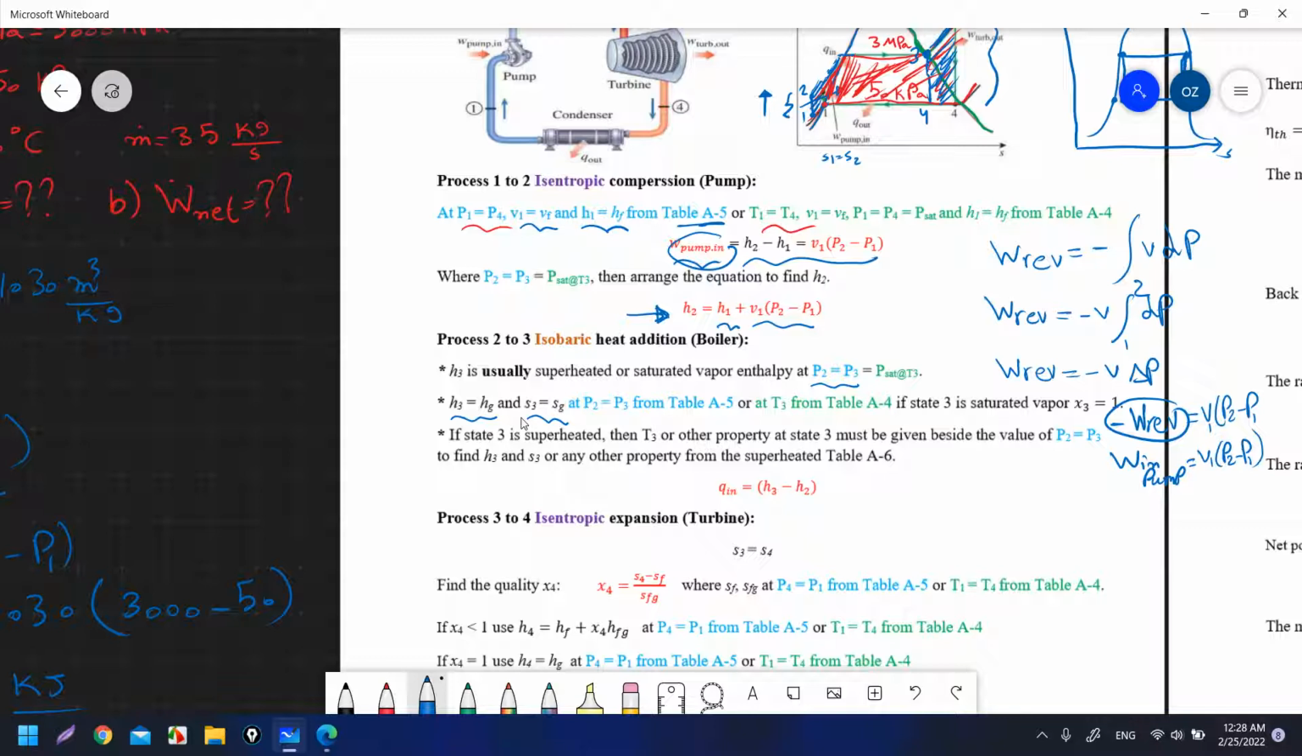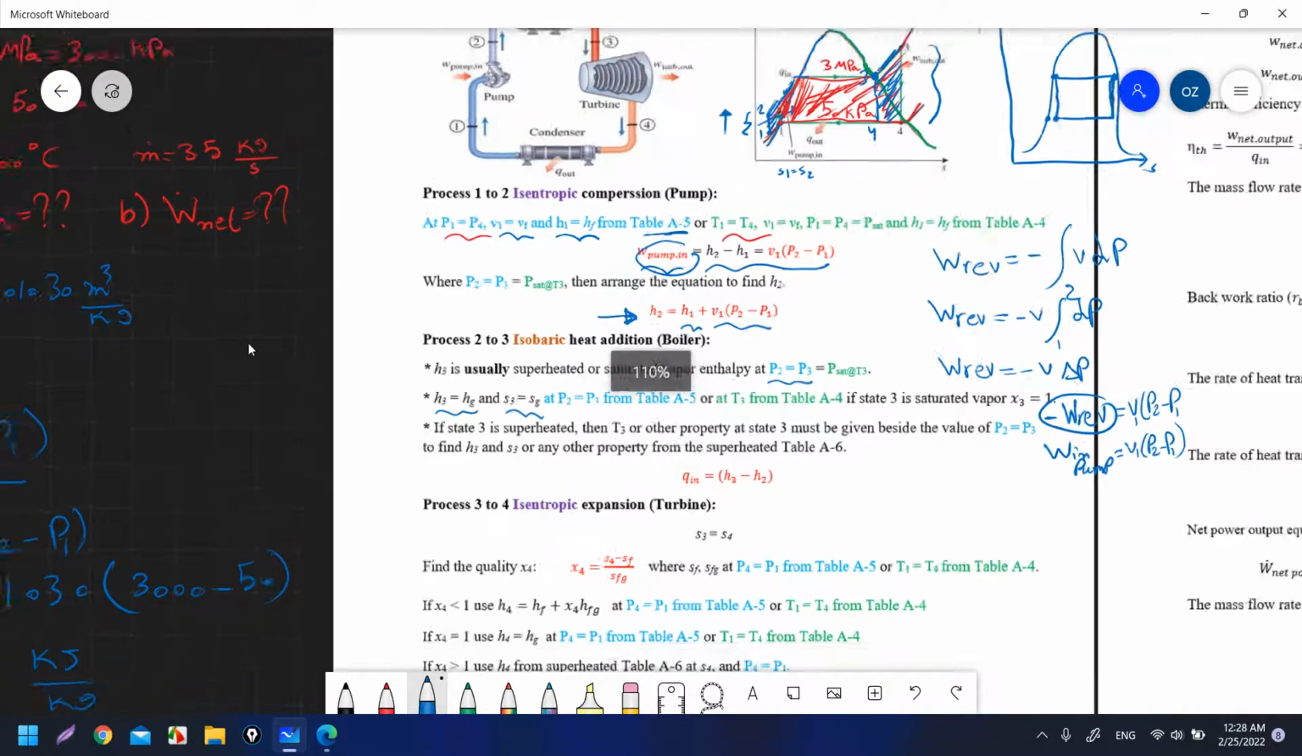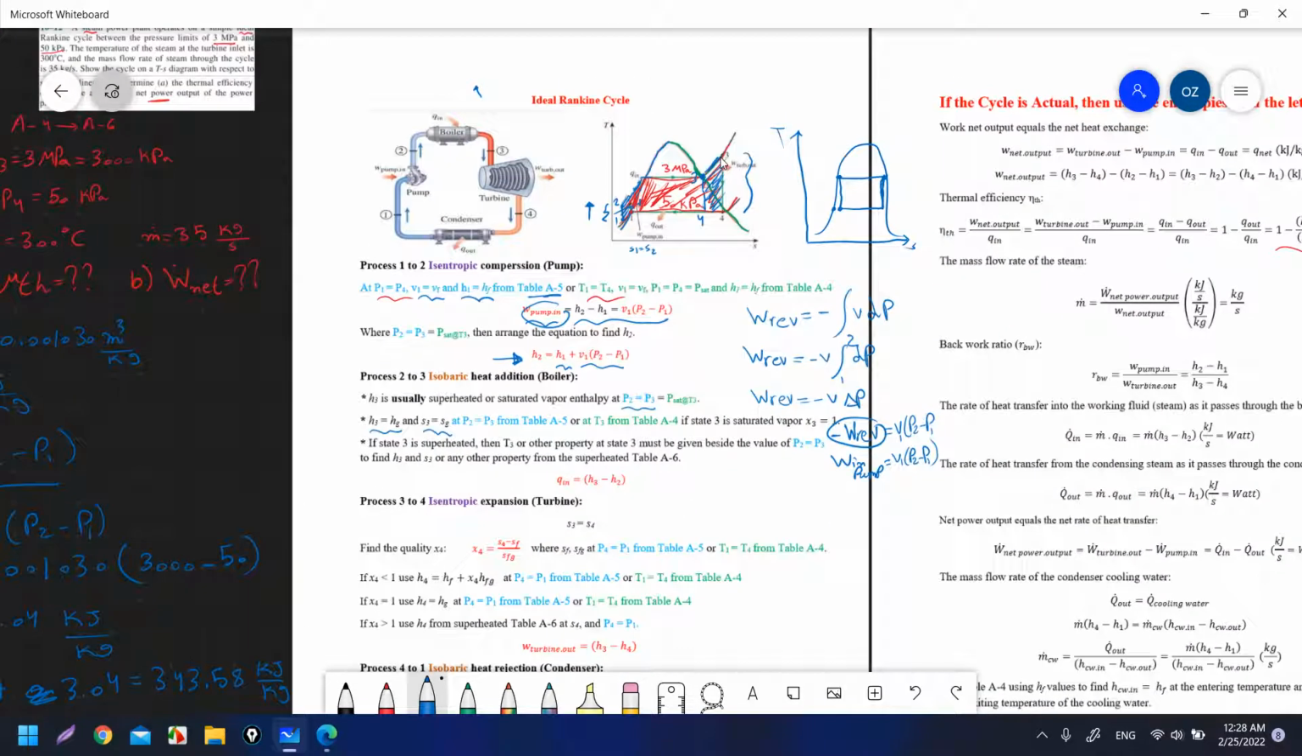Specifically, why do I choose entropy to write it here? Because in the ideal Rankine cycle, we have isentropic expansion, and S3 is equal to S4. So I need to find S3, so I can say that I have a property at state 4, which is entropy. Use entropy with the pressure at state 4, which is 50 kilopascal, to find other things, because in the steam tables we always need two properties to find other properties.